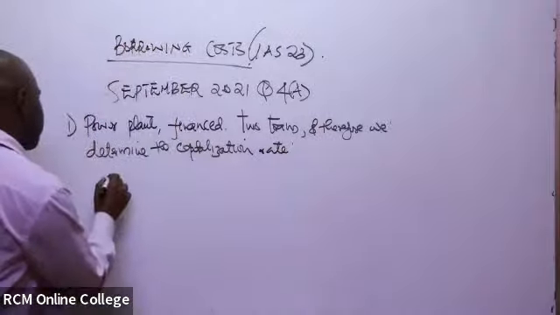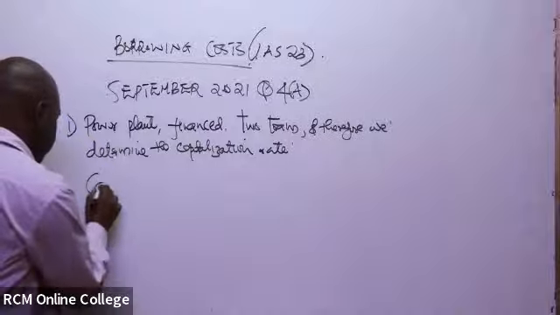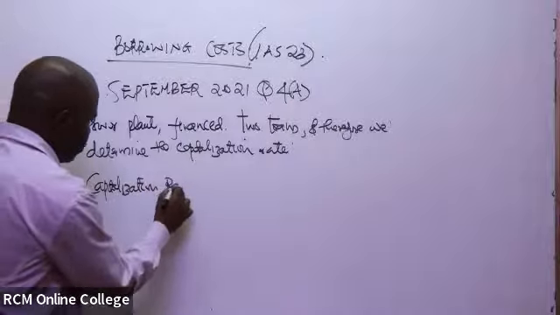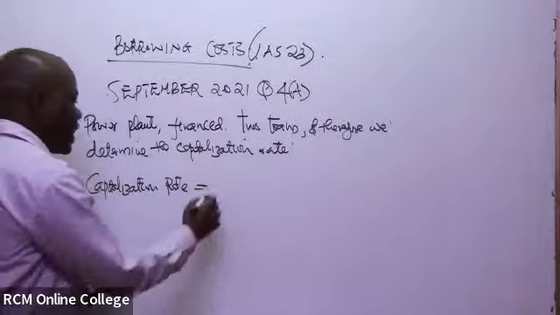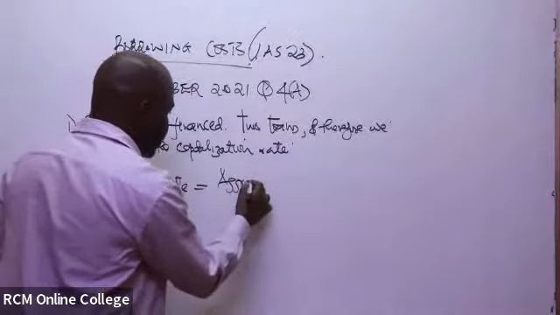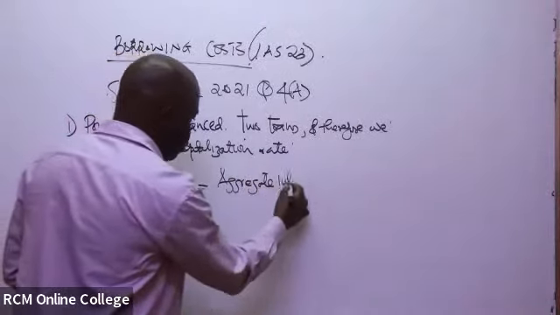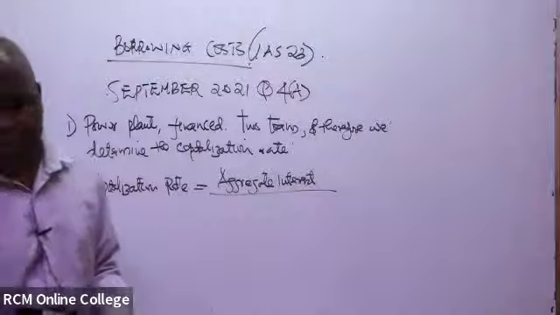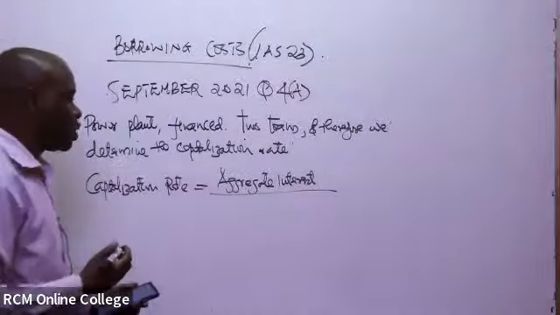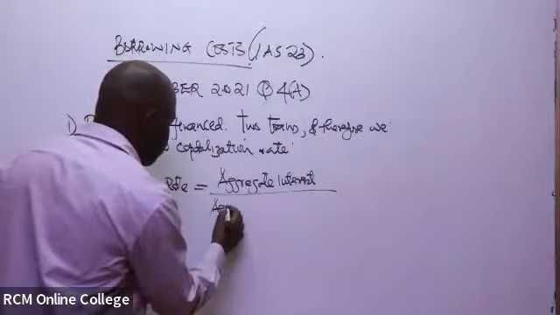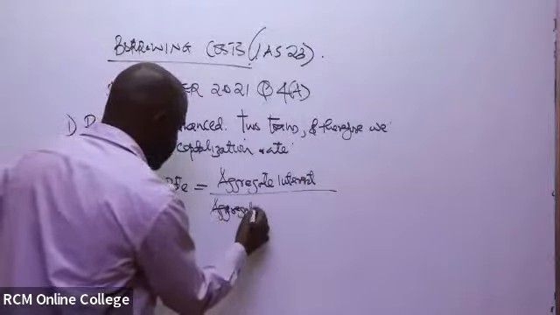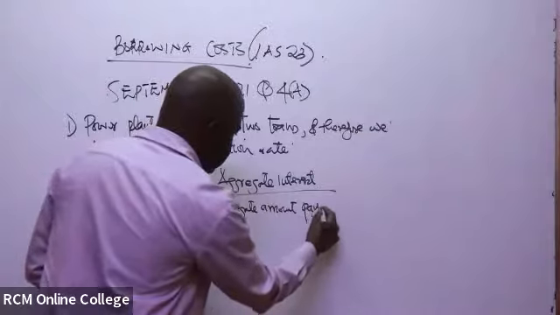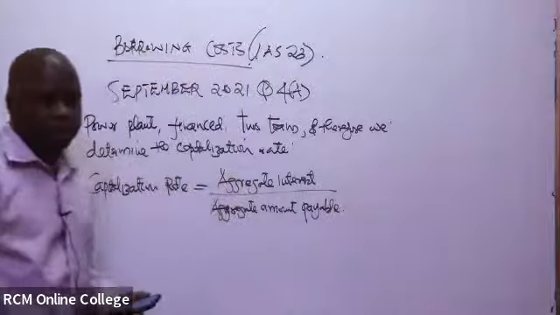So the formula for the capitalization rate, how do you determine it where we have two loans? In this case, you have to take the aggregate interest of the two loans over the aggregate amount of the loan payable.